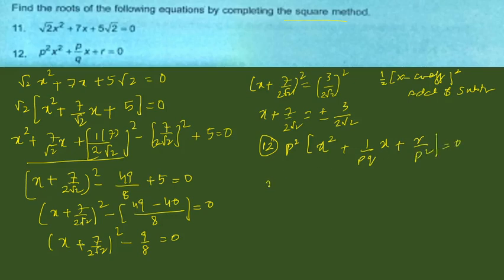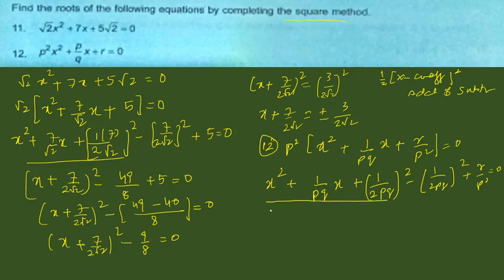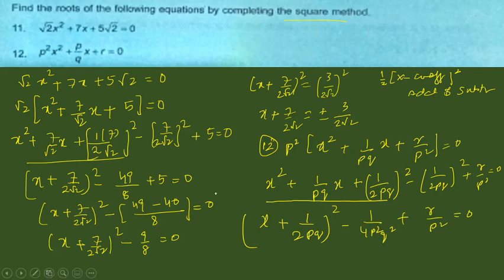Now when you get this, in the same way, x² + 1/(pq) x, the half of the x coefficient is 1/(2pq), whole square, add and subtract, plus r/p². The space is less, but I will try to do as much as possible. Your first three terms are as they are, (x + 1/(2pq))², minus 1/(4p²q²) plus r/p². Take the LCM here, then you will definitely get the answer.